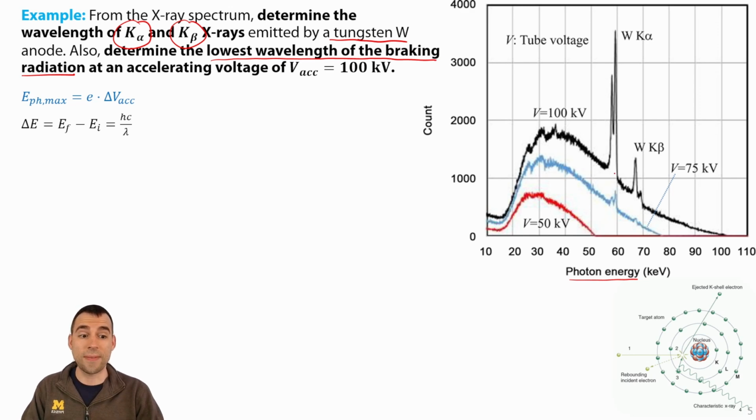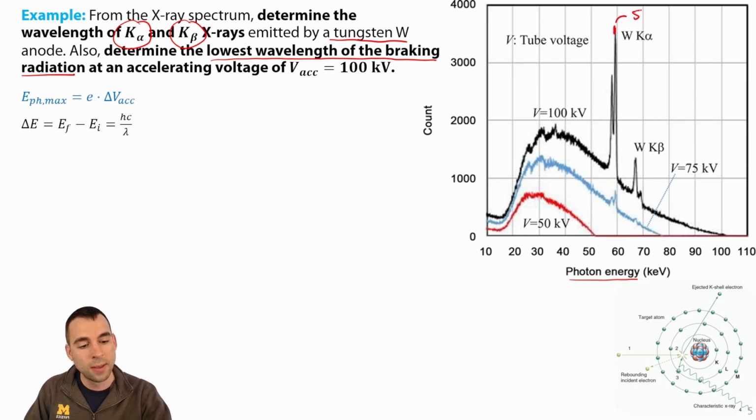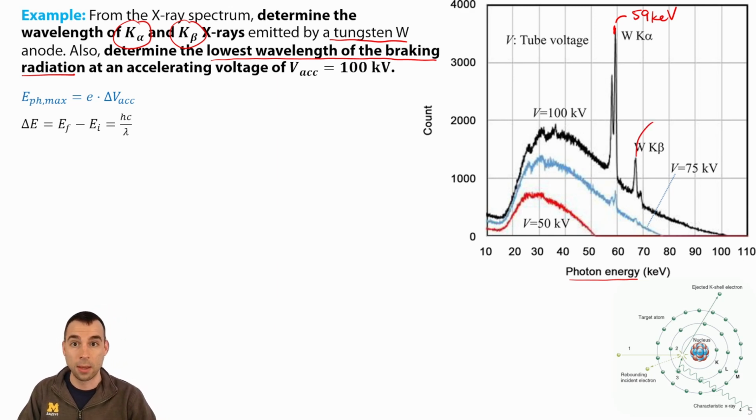So first, let's try to find the K alpha peak. That's this one right here. Technically, there's a little bit of a doublet nature to this peak, but you don't need to worry about that. We're just going to take that value, and we're going to say that it is right around 59 kilo electron volts. That's the energy of that X-ray. And K beta over here is going to be slightly higher energy because it's coming from a higher initial n numbered shell. We'll go ahead and say that that one is about 67 kilo electron volts.